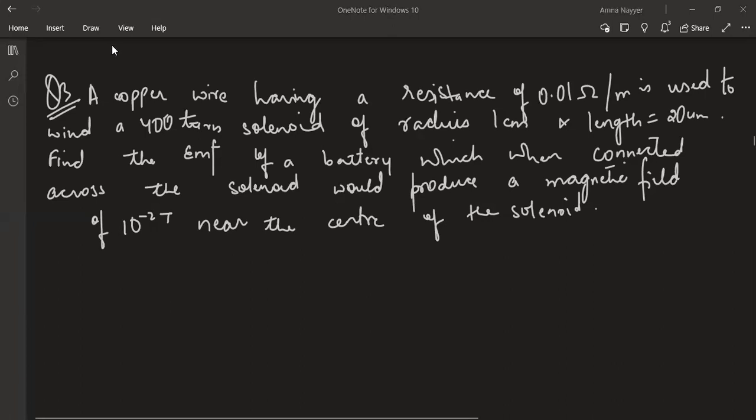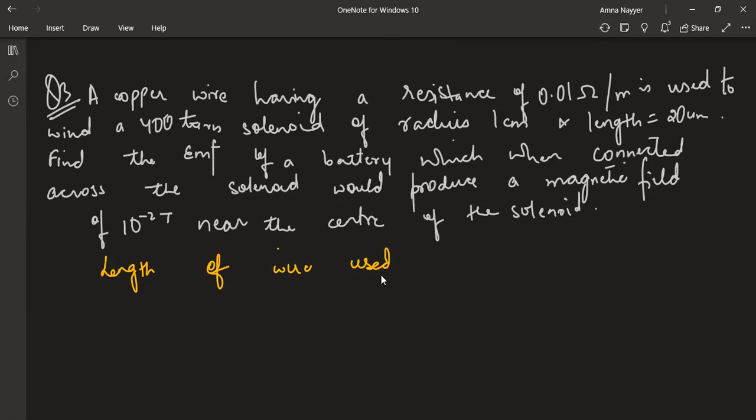It says that a copper wire having resistance of 0.01 ohm per meter is used to wind a 400 turn solenoid of radius 1 centimeter and length 20 centimeters. You have to find the EMF which produces the magnetic field. So, if you calculate the length of wire used, nobody sent me any answer for this question.